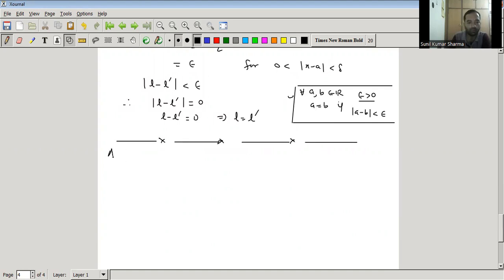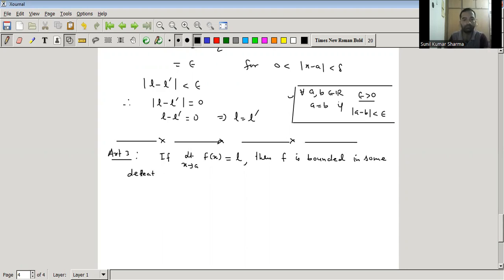Now the next article is: if limit as x goes to a of f(x) is equal to L, then f is bounded in some deleted neighborhood of a.